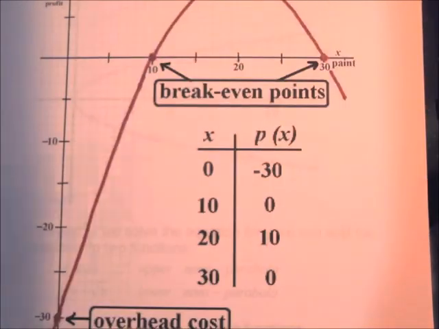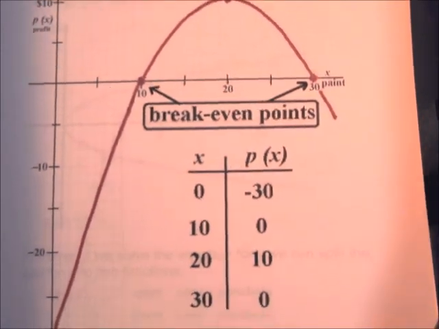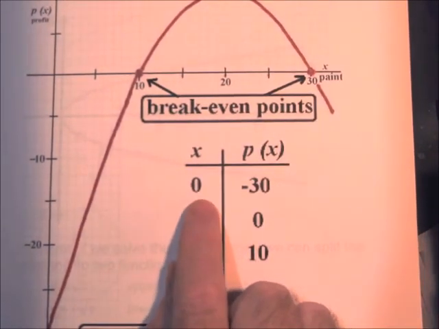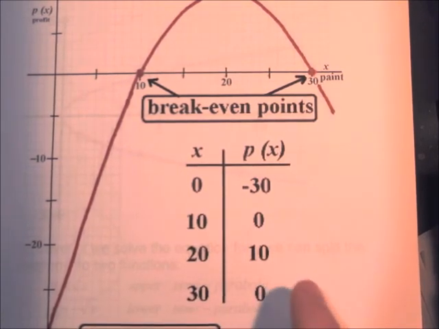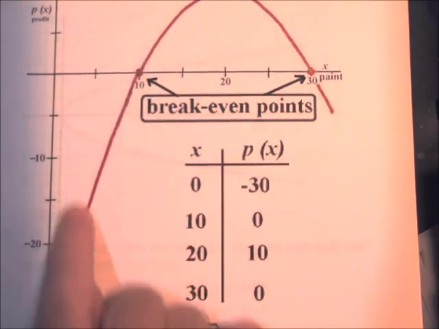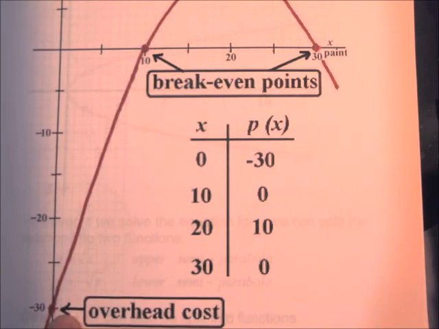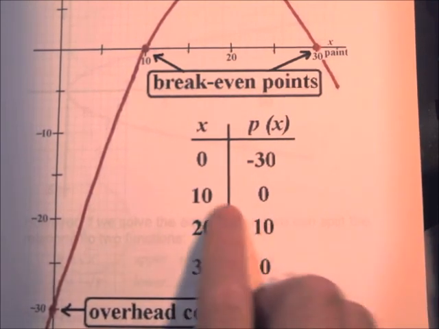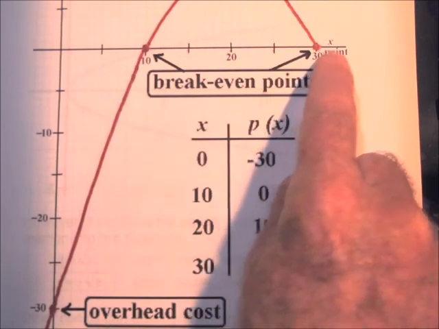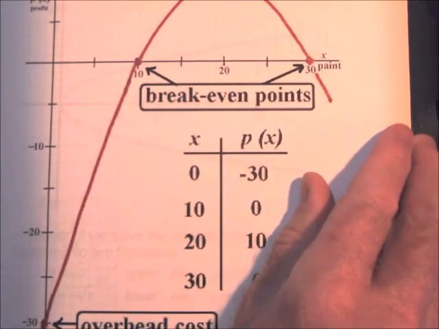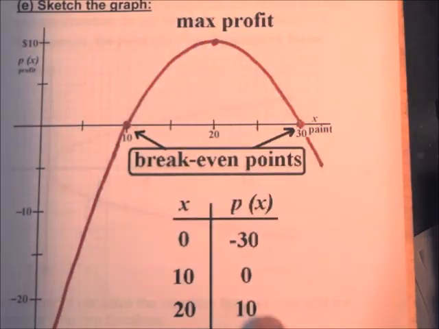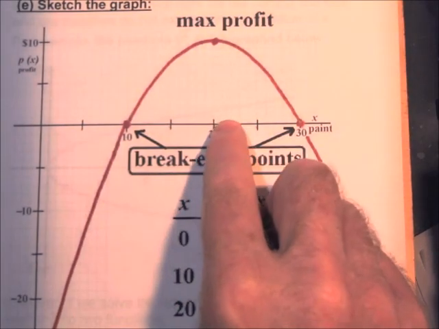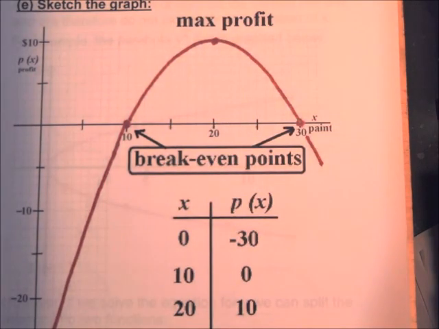And now we can sketch the graph. We're given the y-intercept (0, -30), two x-intercepts (10, 0) and (30, 0), and the vertex (20, 10). Plot those: at 0 left or right, down 30. That's the overhead cost. The two break-even points are 10 to the right, up or down 0, and 30 to the right, up or down 0. And the maximum profit is 20 to the right, up 10. And that concludes this presentation.